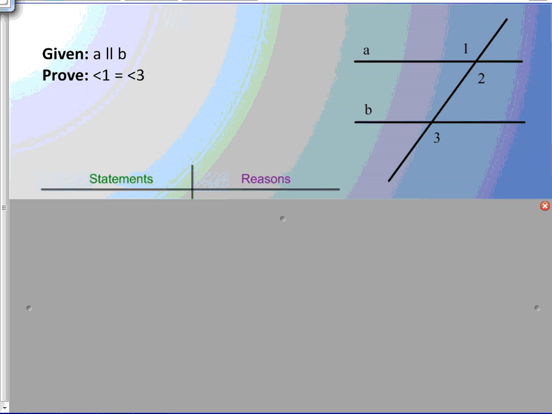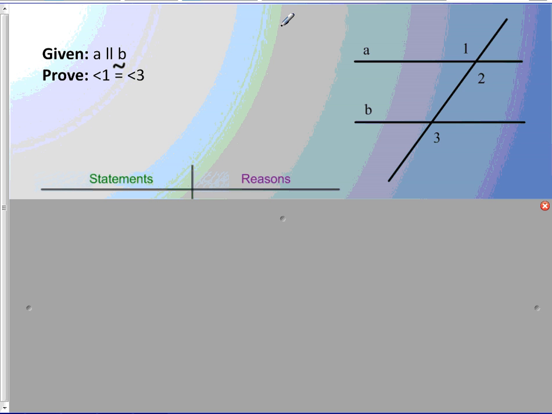So we are given that line A is parallel to B, and we need to prove that angle 1 is congruent to angle 3, okay? We need to prove that angle 1 is congruent to angle 3. So my suggestion, and the thing I tell everybody, is start marking up your picture right away. And mark it up while you're doing your proof. It makes it a lot easier to organize your thoughts, not only in the two-column section, but also in your diagram.